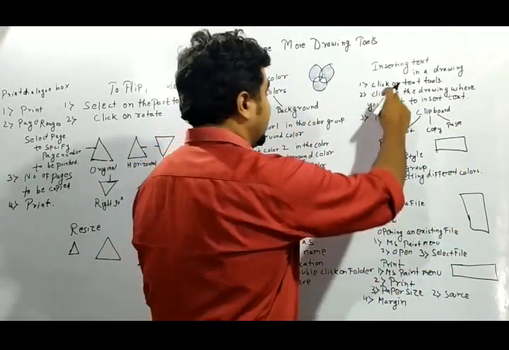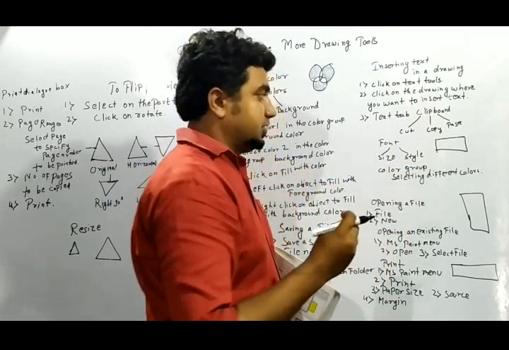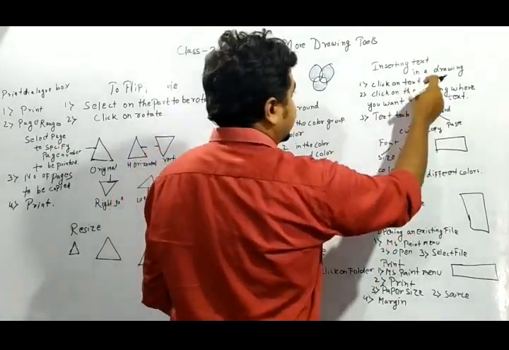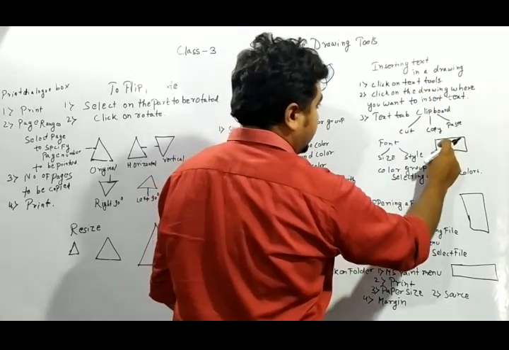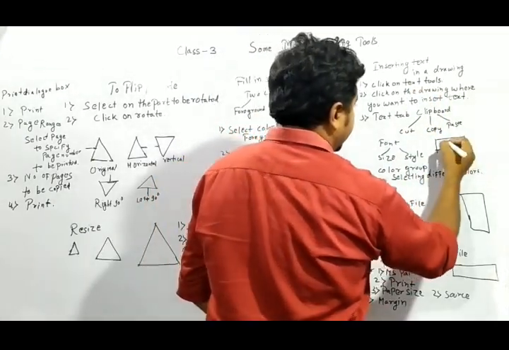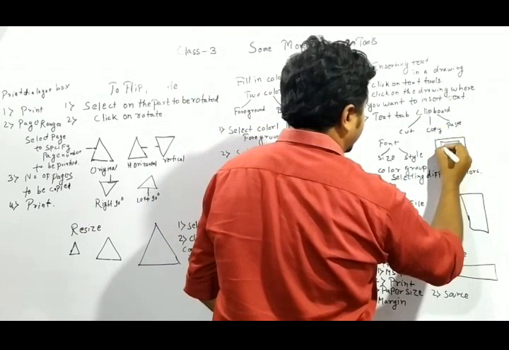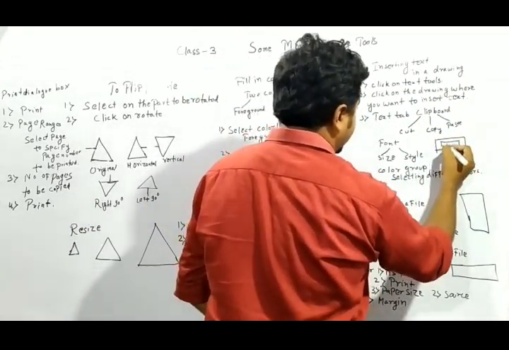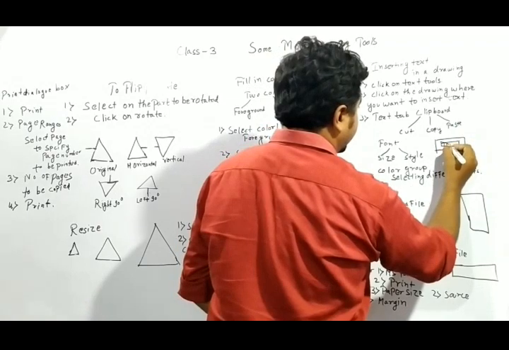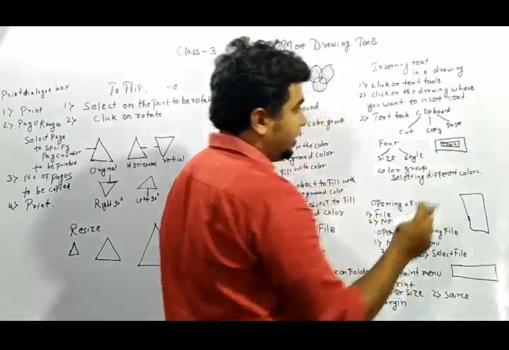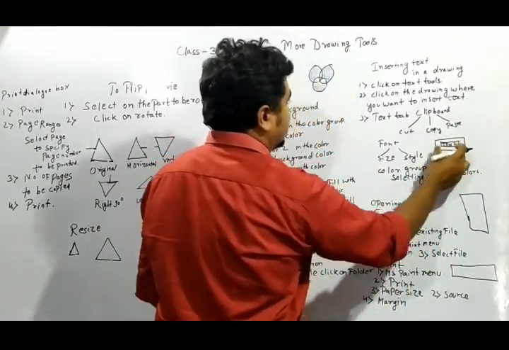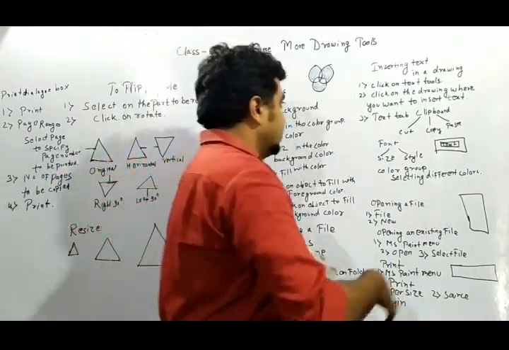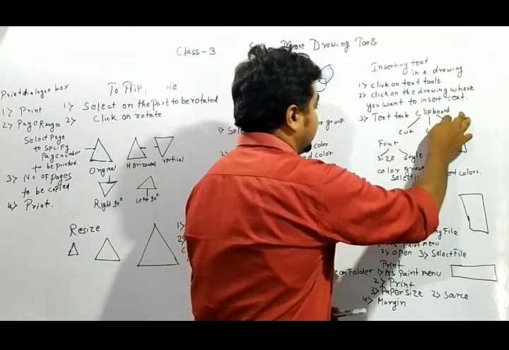If I want to insert some text, I click on the text tool and click on the drawing. I click here, a box comes up like this, and you can add some text. Suppose I am adding text, so this is added in this area. Then the text tab with the clipboard will appear.